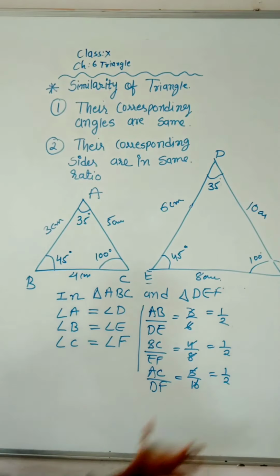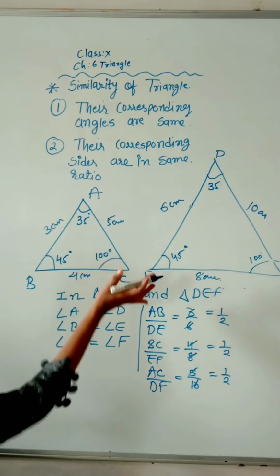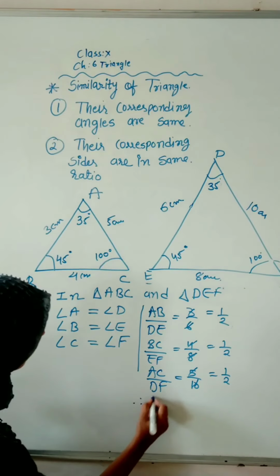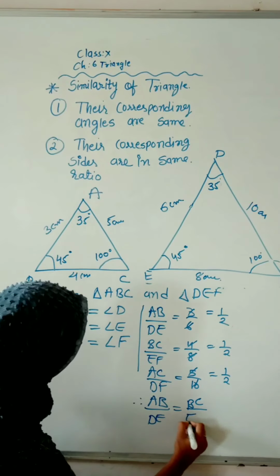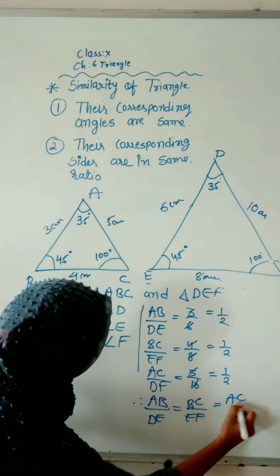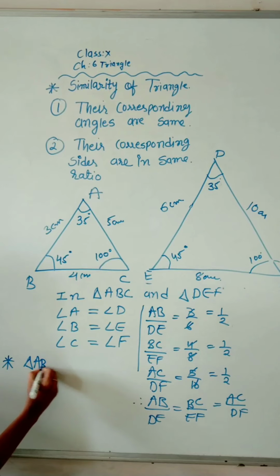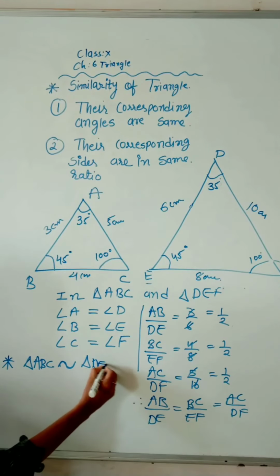So here you are showing that all angles are the same. All sides are not the same, but their ratio is the same. And if their ratio is the same, means AB upon DE is equal to BC upon EF is equal to AC upon DF, then these two triangles are similar to each other. Means here the symbol will change. You can write triangle ABC is similar to triangle DEF.